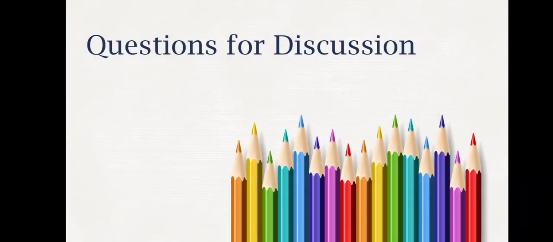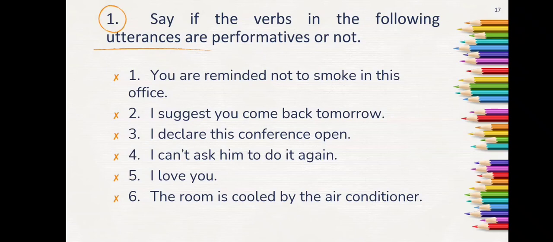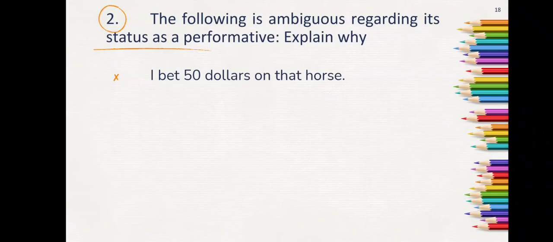Now, these are the questions for discussion. First one: say if the verbs in the following utterances are performatives or not. Number one, you are reminded not to smoke in this office. Number two, I suggest you come back tomorrow. Number three, I declare this conference open. Number four, I can't ask him to do it again. Number five, I love you. Number six, the room is cooled by the air conditioner. The second: the following is ambiguous regarding its status as a performative, so explain why. The phrase: I bet $50 on that horse.